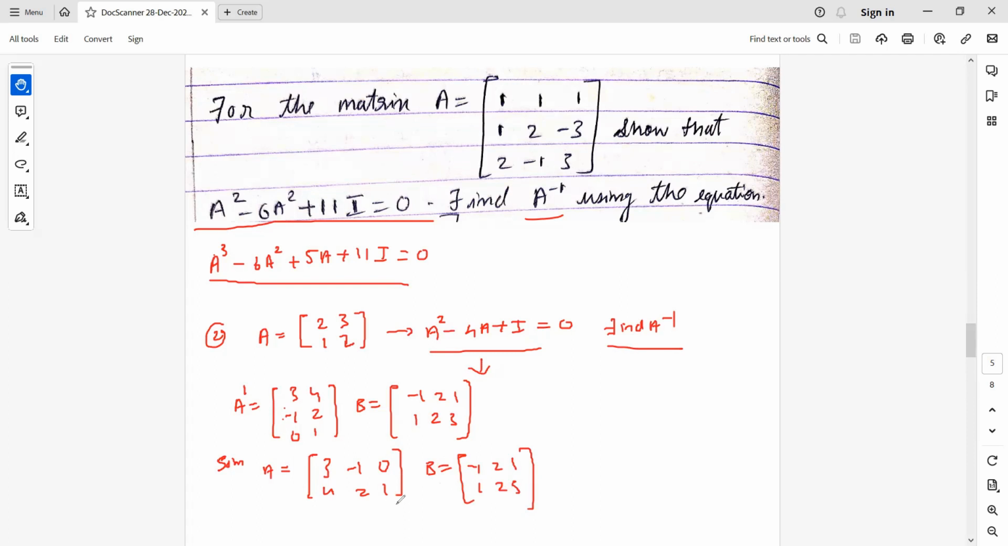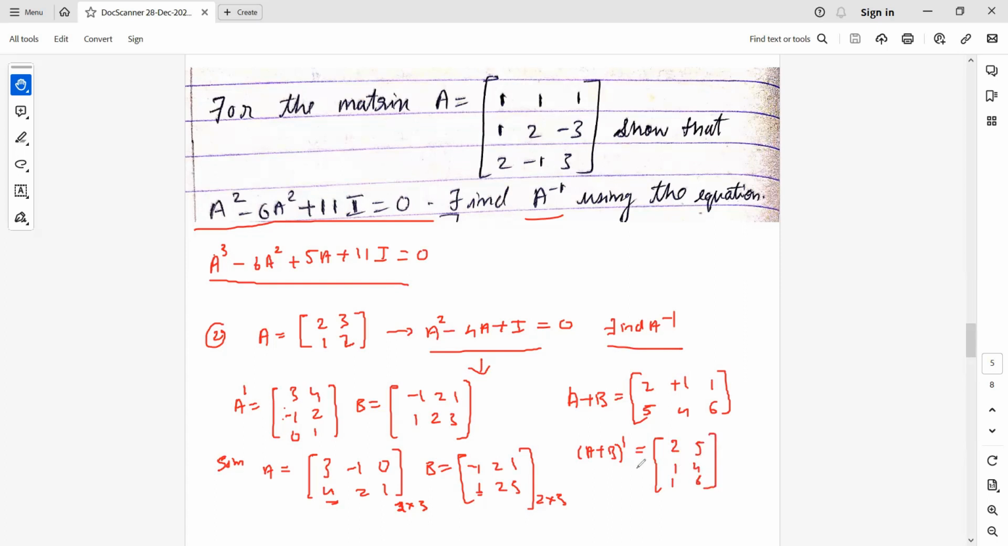Now you can add or subtract only when the orders are the same. So here the order is 2 cross 3. Here also the order is 2 cross 3. So first you have to add A plus B. Just add the corresponding elements. 3 minus 1 is 2. Minus 1 plus 2 is 1. And then 0 plus 1 is 1. Similarly, 4 plus 1 is 5. And then 2 plus 2 is 4. And 1 plus 5 is 6. And they have asked us to calculate the transpose, so convert this into transpose. It will be [2 5; 1 4; 1 6].